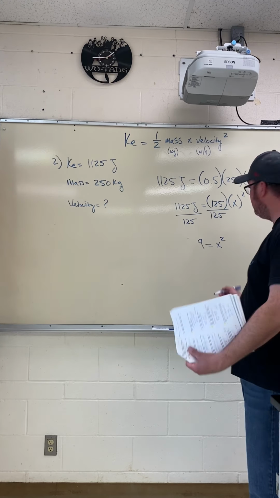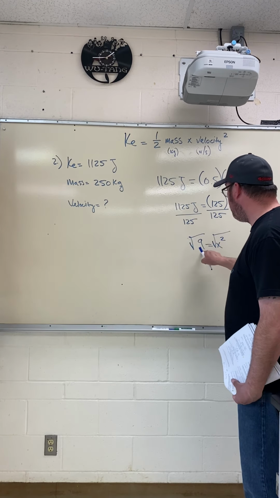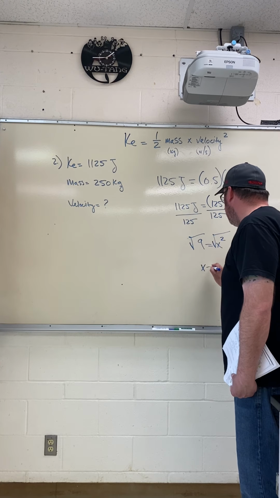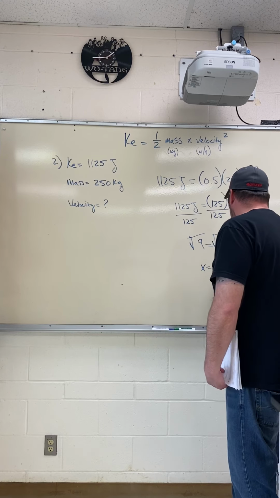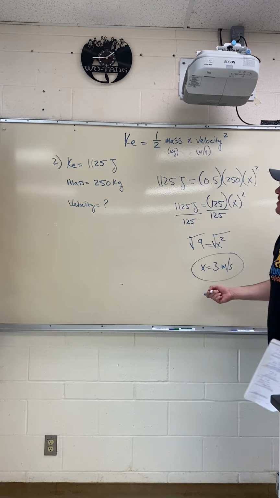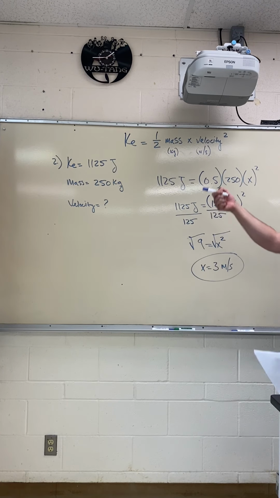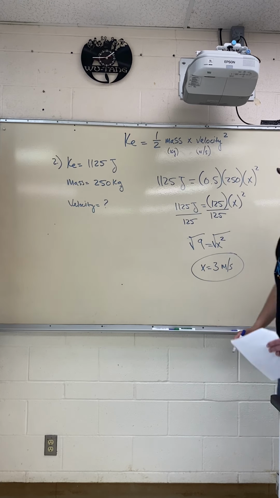So what I'm going to do is square root it. If I square root this and square root this side, the square root of 9, x will be 3. And since I'm talking about velocity, this would be 3 meters per second. So that's how I solve for the unknown velocity, given the mass and the kinetic energy. If I plug this problem back together and took 1/2 of 250 times 3 squared, I would end up with 1125 joules.